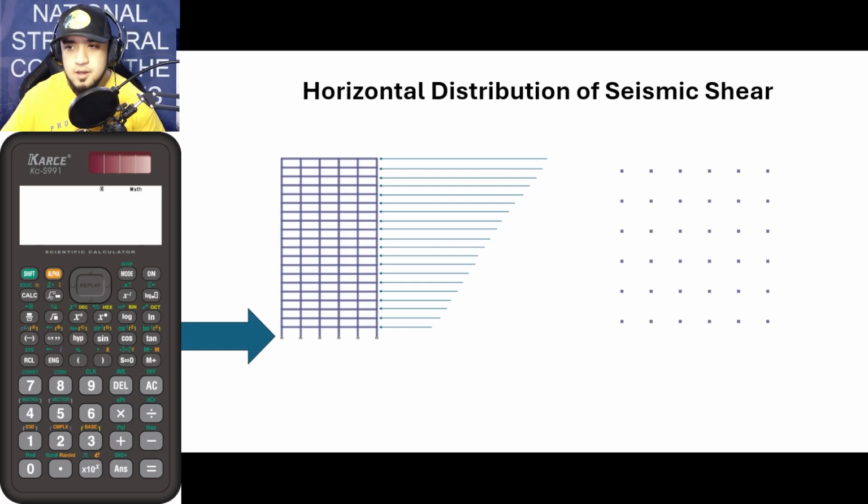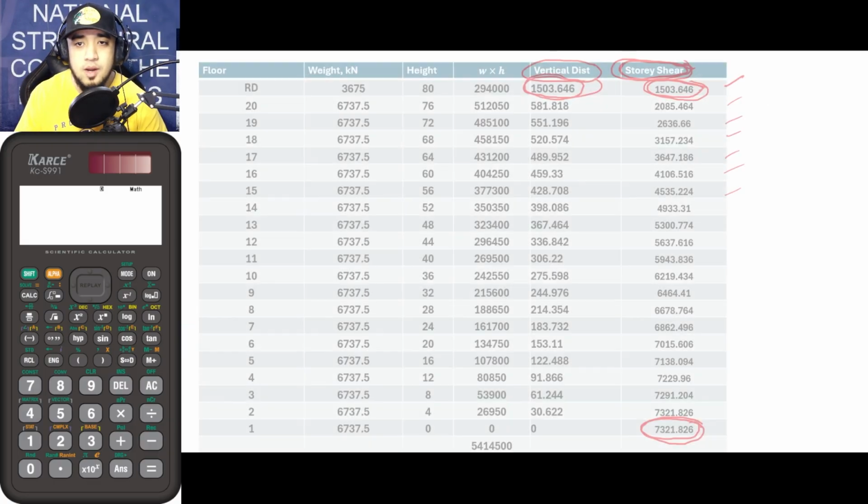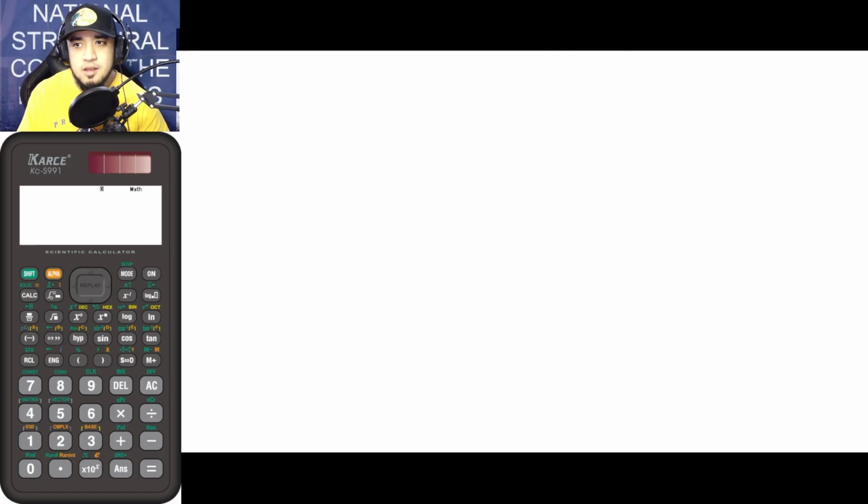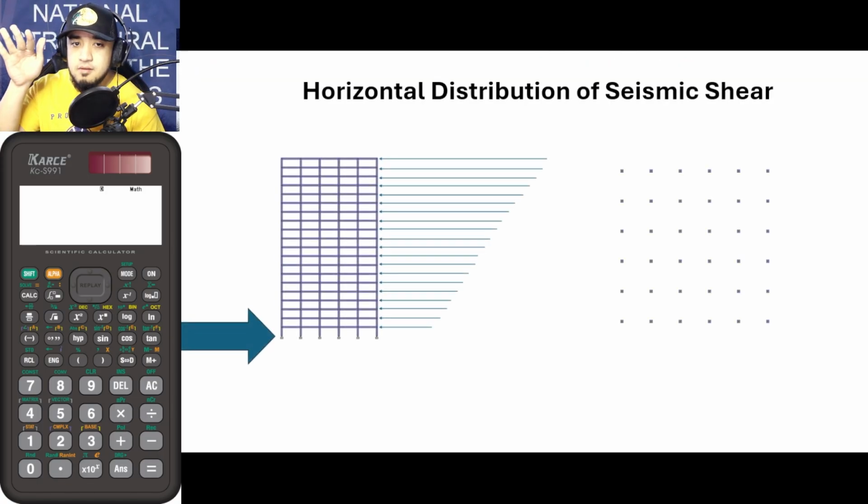So in this video, we would now be discussing the horizontal distribution of seismic shear per floor. Okay, so in the previous video, we have already solved for the story shear. So this was our example before. And when we say story shear, that is basically the shear that is acting upon a certain story. Okay, so it is as simple as that.